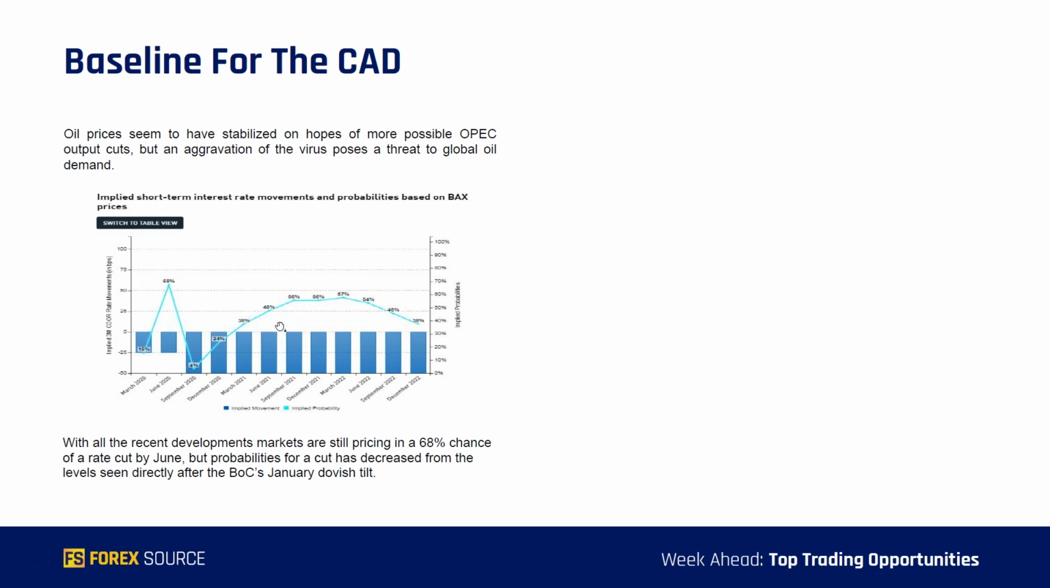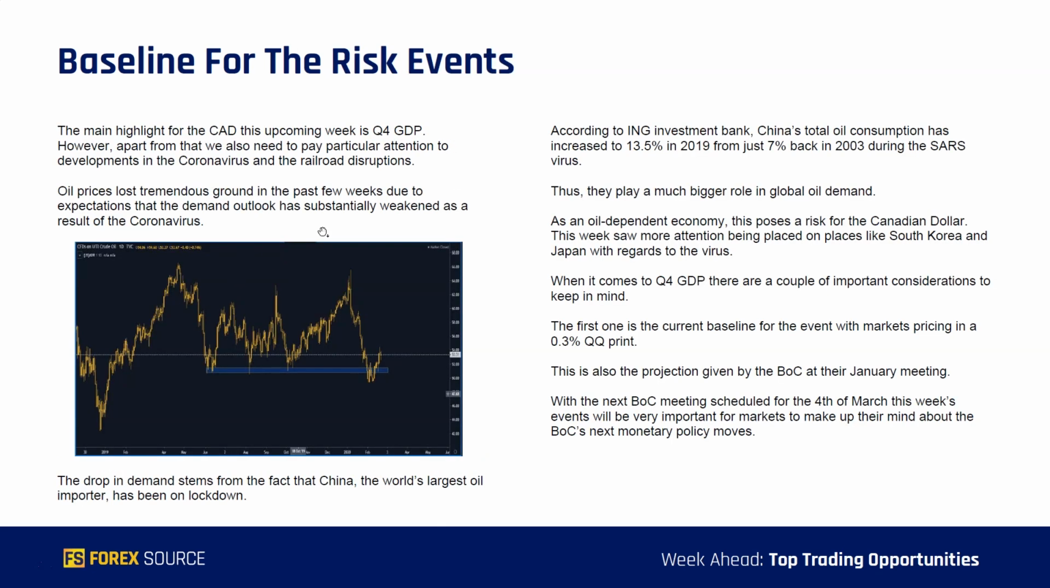Now, with all the recent developments, markets are still pricing in a 68% probability of a rate cut by the BOC as soon as June, but these probabilities for a cut have decreased from the levels seen directly after the BOC's January dovish tilt. Now, looking at the baseline for the upcoming risk events, the main highlight for the CAD this week will be Q4 GDP numbers, but we also need to pay very, very close attention to further developments in the coronavirus as well as the railroad disruptions.